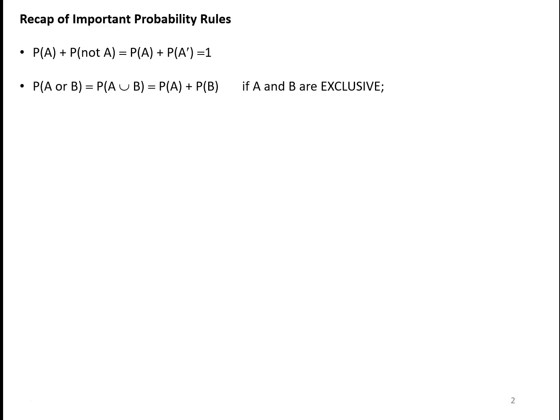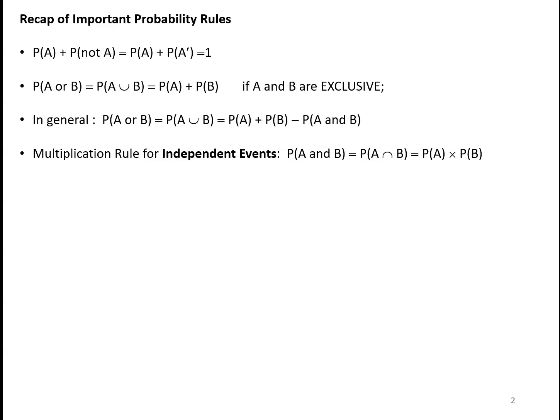We've got the probability of A or B, or the probability of A union B, is the probability of A plus the probability of B if A and B are exclusive. More generally, the probability of A or B, which is the probability of A union B, is the same thing as the probability of A plus the probability of B minus the probability of A and B. And of course, A and B is the same thing as A intersect B.